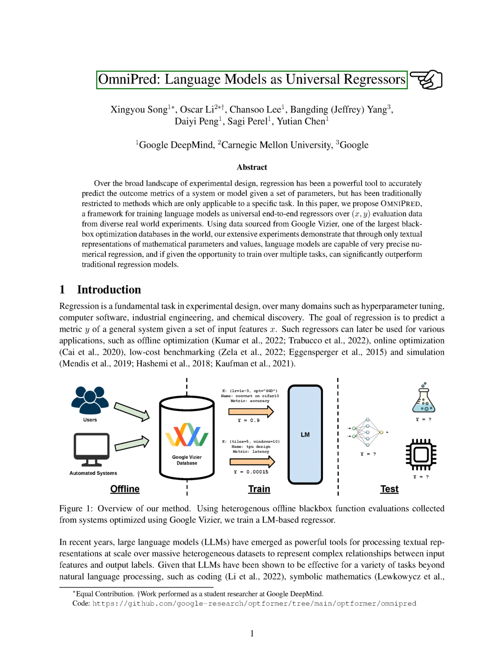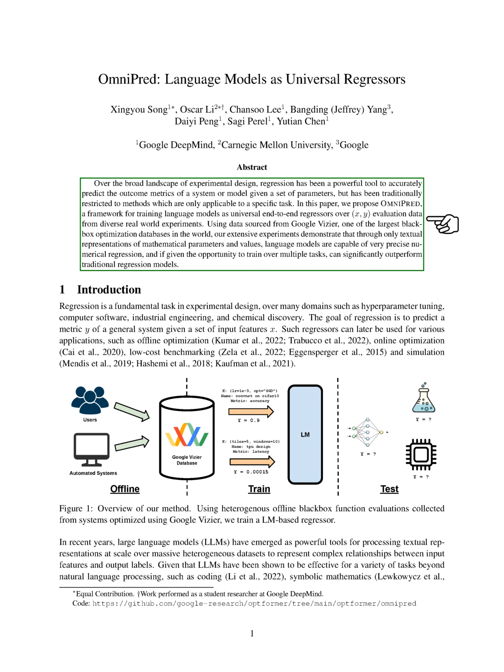Section: Introduction. In this section, we delve into the concept of regression, a cornerstone task in experimental design that spans across various fields such as hyperparameter tuning, computer software, industrial engineering, and chemical discovery. Our main objective in regression is to predict a certain metric, let's call it y, of a general system based on a set of input features, which we'll refer to as x.